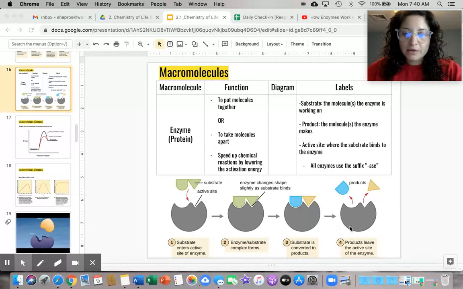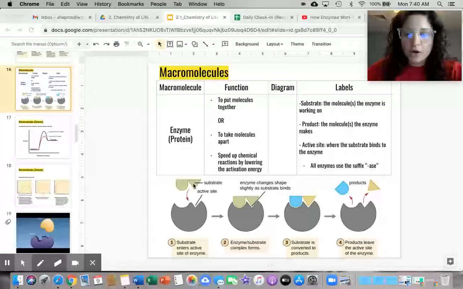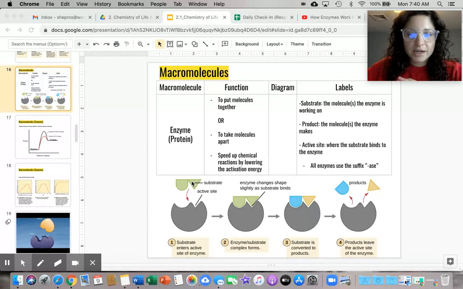Now, I want to come down to this diagram right here because this will show us how an enzyme works. I do have a video coming up as well that's animated so we can see what this looks like, but just go with me for a second. So this gray blob looking thing is going to be your enzyme molecule. This green thing up here is the molecule that the enzyme is doing its job on. So this molecule right here is called a substrate. Now, like I said, the substrate is the molecule or molecules that the enzyme is working on.